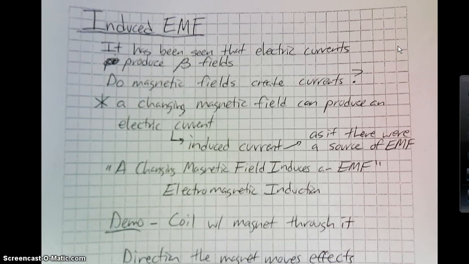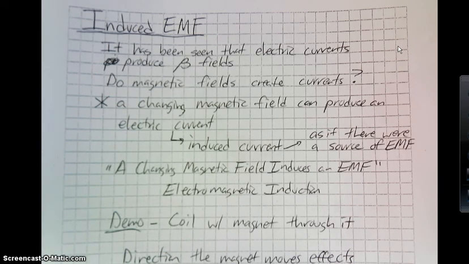Alright, we're going to look at something called induced EMF. Now, up to this point, we've been looking at wires, and if we run current through the wires, we've found that they actually create a magnetic field. So this is kind of the reverse of that. We're going to ask ourselves, do magnetic fields actually create currents? So we're just going to flip-flop them, okay?